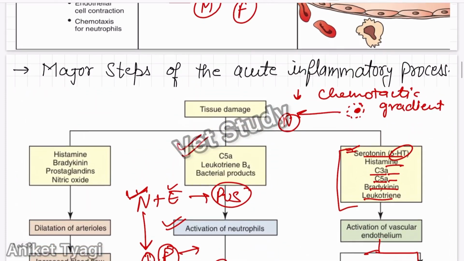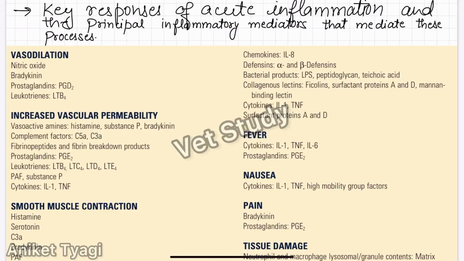So these are different steps in the acute inflammation. Now we will discuss the key responses of acute inflammation and the principal inflammatory mediators. So what are the mediators that mediate the process? As you can see, this is a very complex process. How will this process occur and what are the different chemicals which mediate it? We will discuss that.